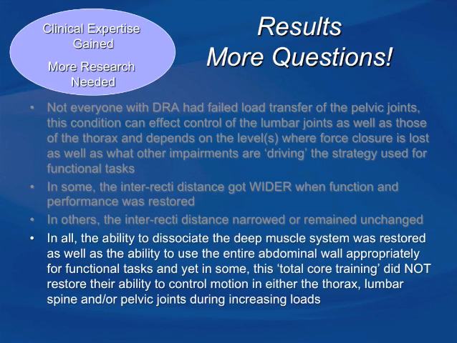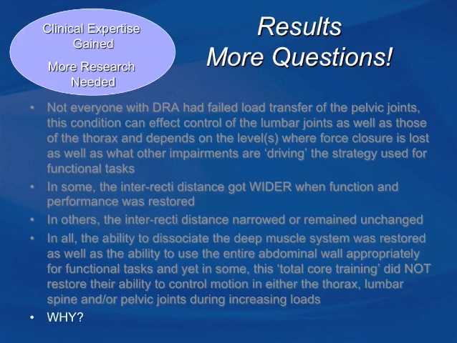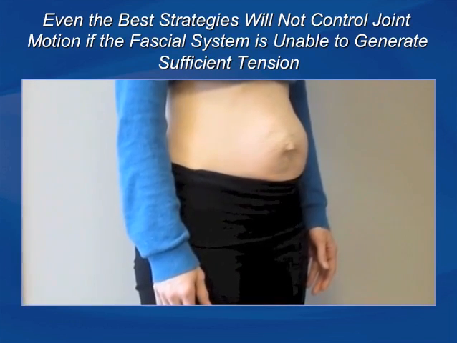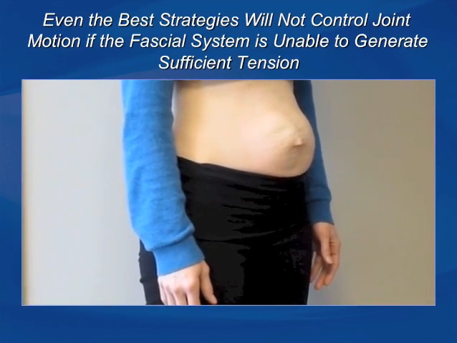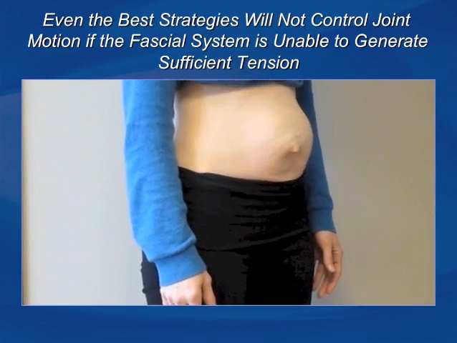And yet, in a few, this total core training did not restore their ability to control movement in either the thorax, lumbar spine, or pelvis when loads were increased. And when you ask the question why, the reason is that even the best strategies will not control joint motion if the fascial system is unable to generate sufficient tension.